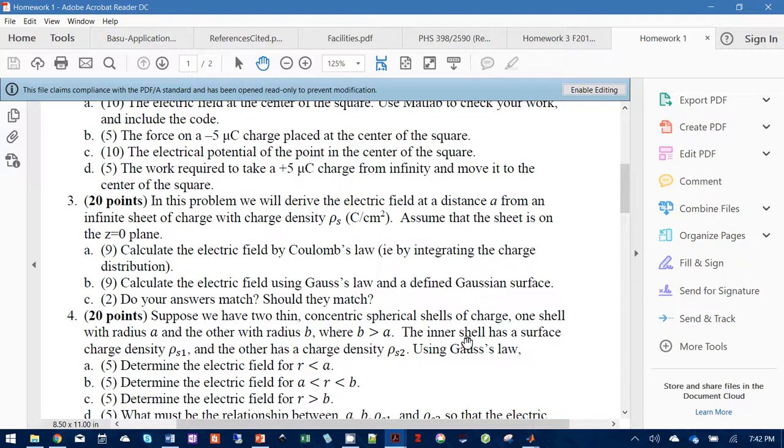It's a sheet of paper. It's an infinite sheet of charge that's on the z equals 0 plane. Imagine a flat sheet on the xy plane. The xy plane is the same as the z equals 0 plane.